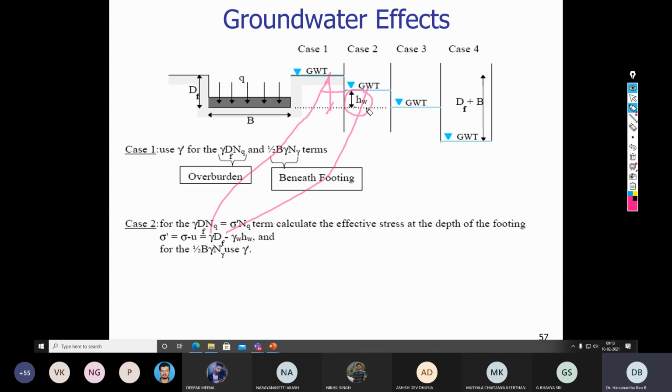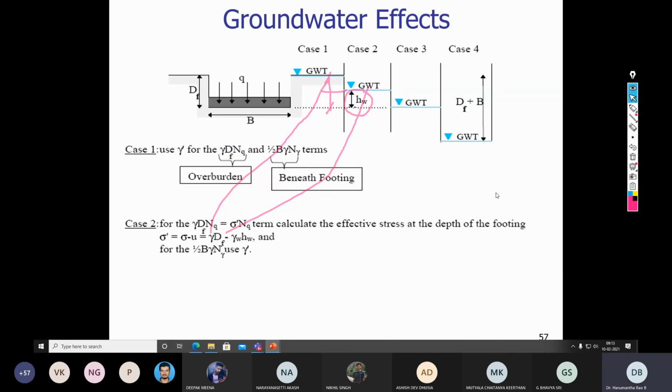Here the impact is again on the second term, while on the third term, that is half gamma B N gamma, the gamma shall be replaced with the submerged value. In the second term it will be a summation of the part above the groundwater table and the part below it. Above the groundwater table it is the bulk density, and below the groundwater table it is the submerged density. So it is a combined effect.